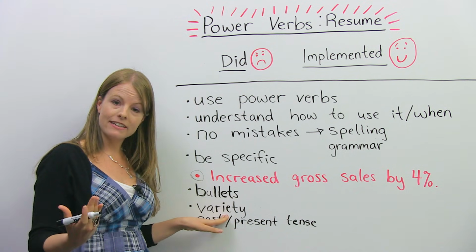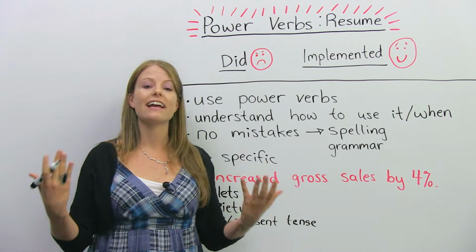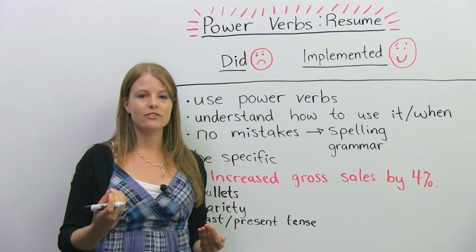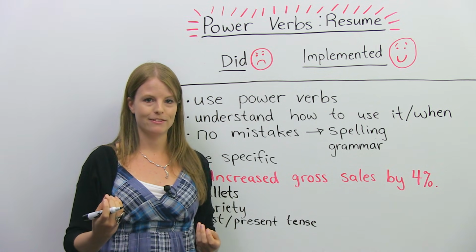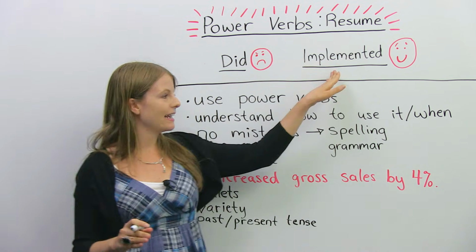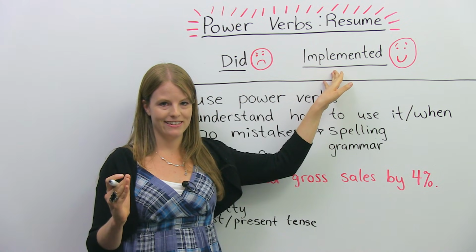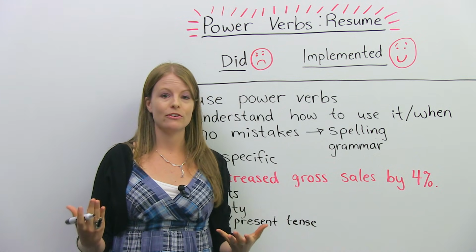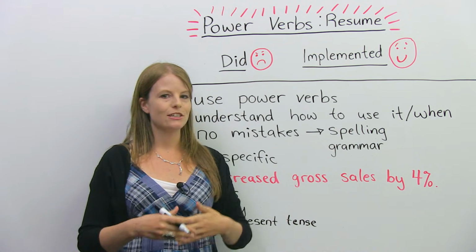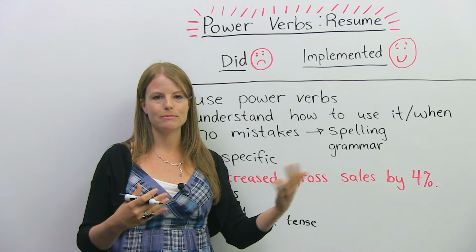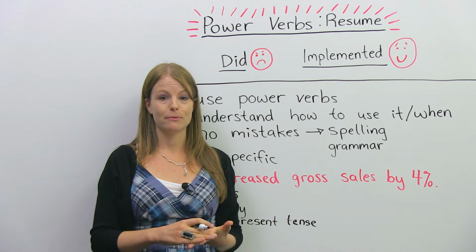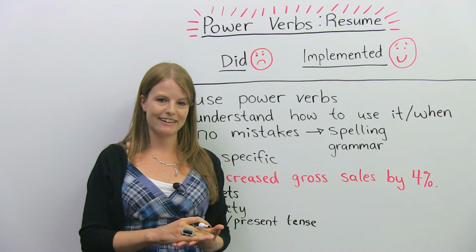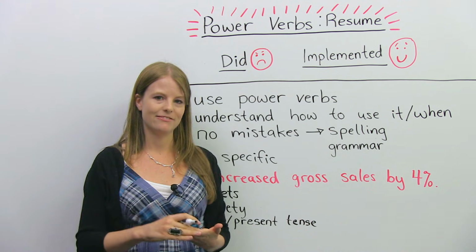Another piece of advice is you should be using a lot of variety on your resume, especially with power verbs. You don't want to keep using the same verb. You do not want to write "implemented" 10 times on your resume. You want to show that you have a lot of different verbs you know how to use. So try to use variety. Use "implemented," "initiated," "developed." We're going to look at a lot of different power verbs that you can use. So try to use a lot of different ones instead of the same one again and again.